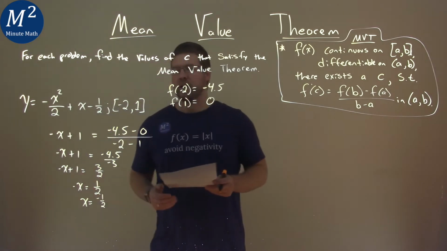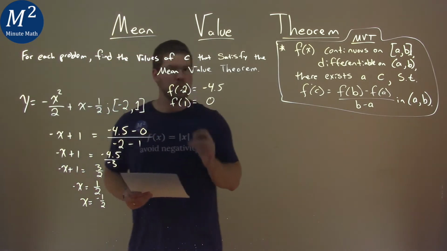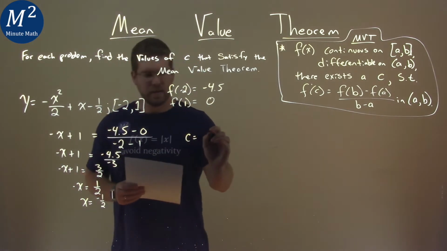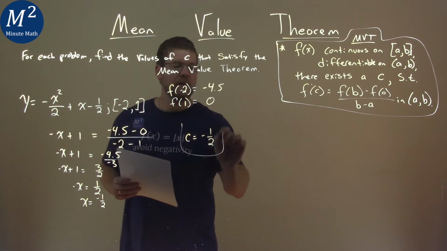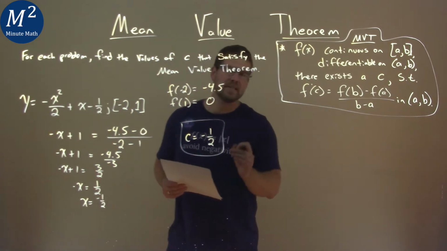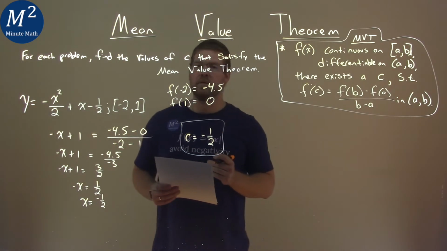Well, we only have one value c that is within our interval. We're good, and so our c value here is just -1/2. And this -1/2 is the c value that satisfies the mean value theorem.